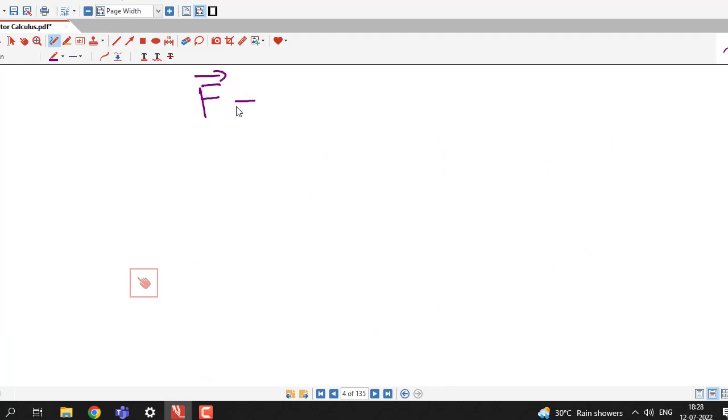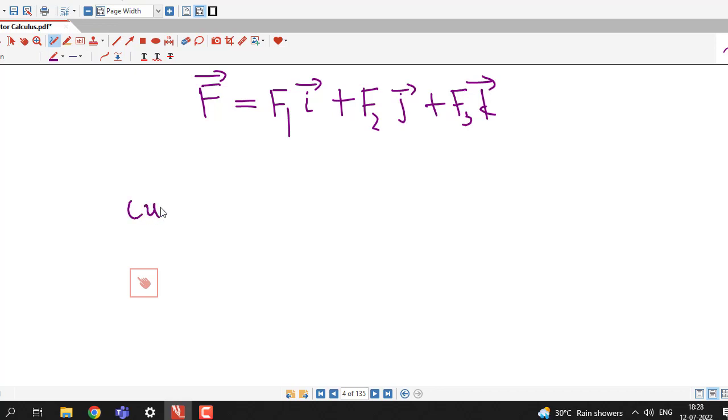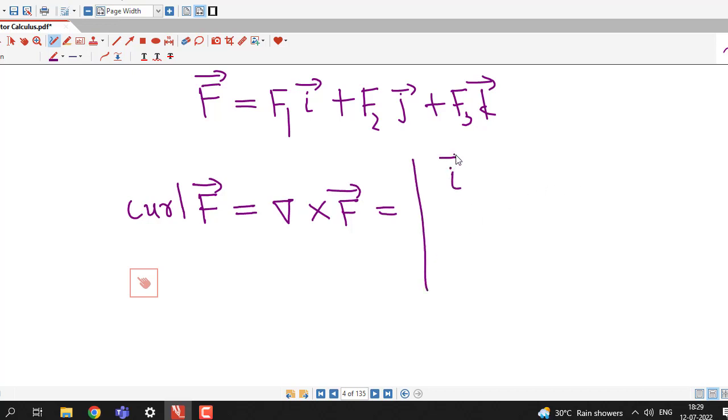Suppose we are talking about vector field in R3, then we have three components denoted by f1, f2 and f3 in R3, and as I discussed, curl is nothing but cross product of operator del with this vector field f bar. So we know how to find out cross product or vector product of two vectors.